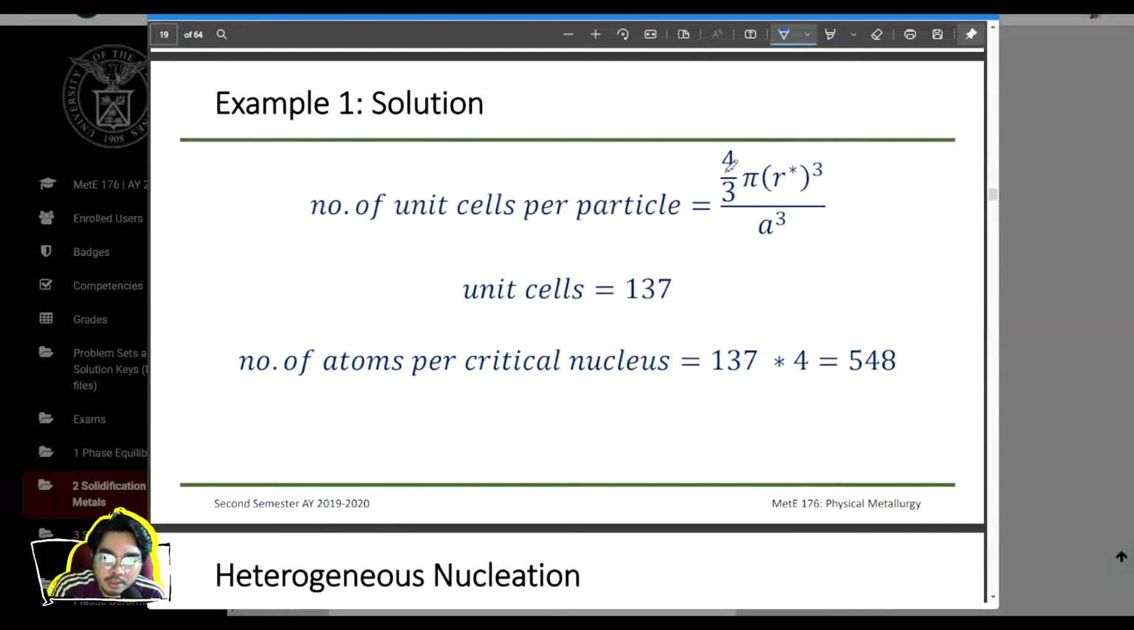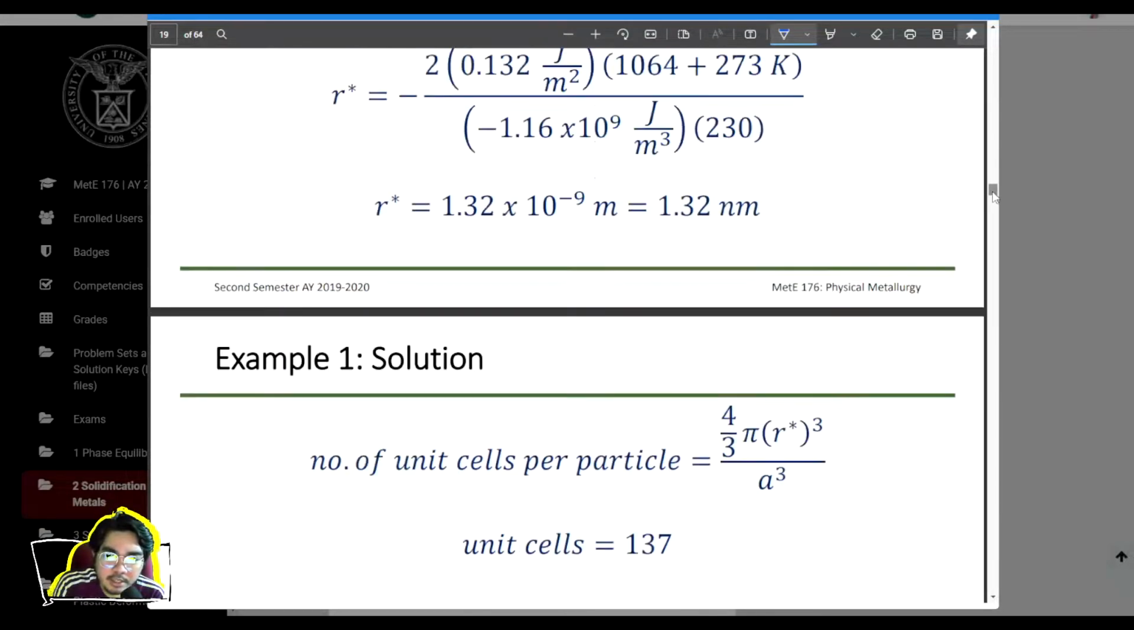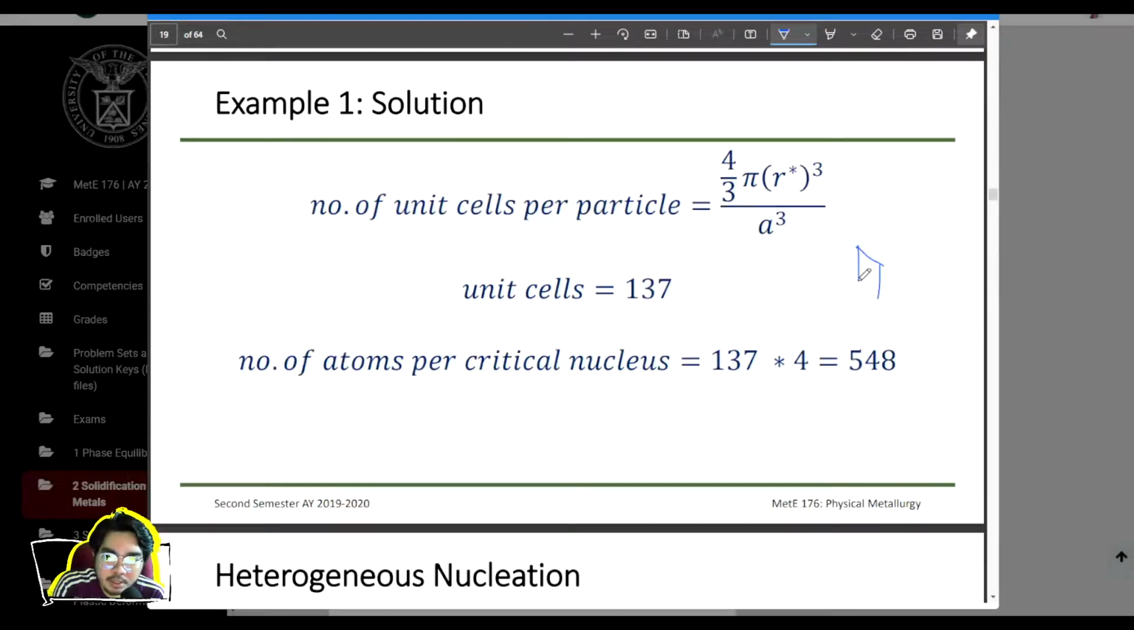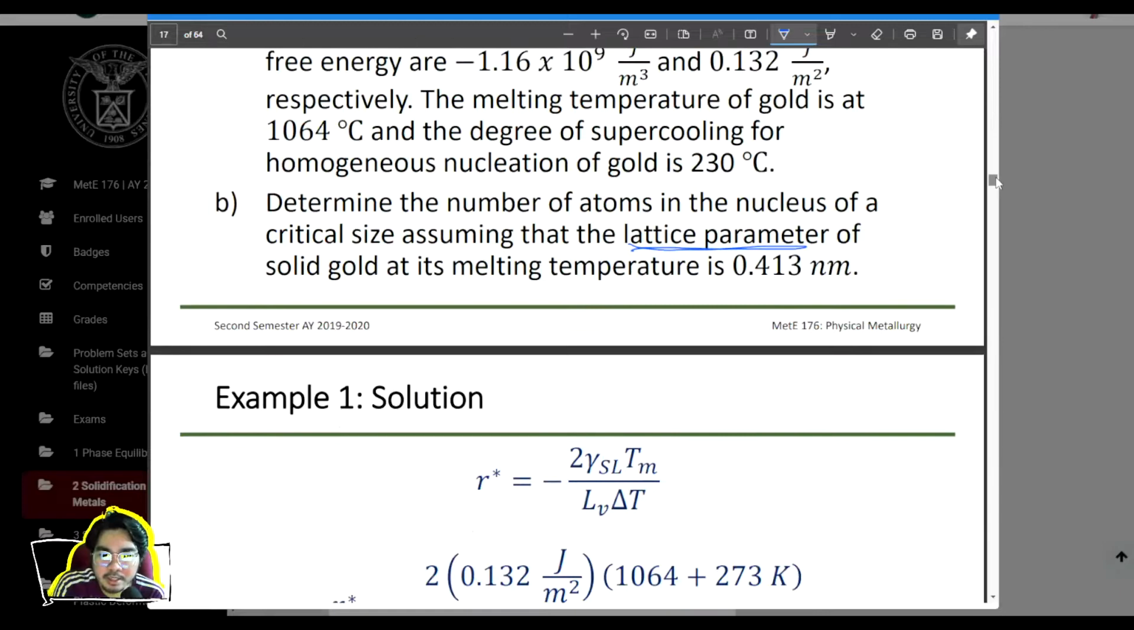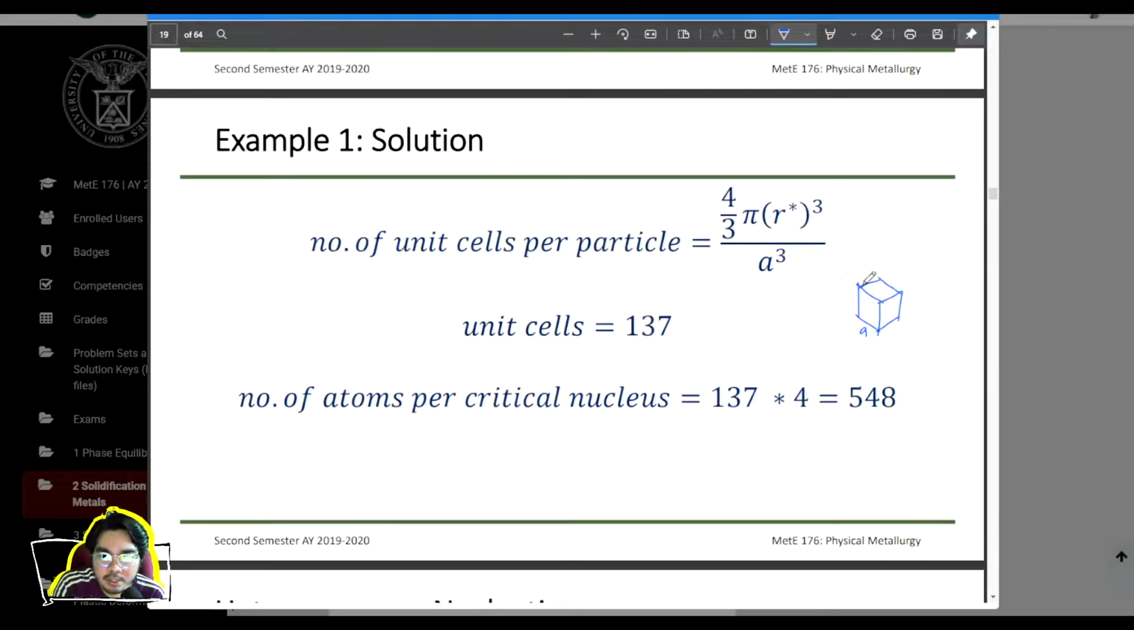Siguro ang ipo-point out ko lang sa sample problems na to is ang sinasabi lang dito kaya siya number of unit cells per particle is because 'di ba, kung naalala niyo yung unit cell, a unit cell is the smallest non-repeating na pattern na mapoproduce mo from a lattice. Yun yung unit cell natin. Tapos meron siyang yung tinatawag na itong A value, which is the lattice parameter, no? Hopefully you remember MetE176 lattice parameter. So parang sinasabi dito is ang volume nito is A cube.